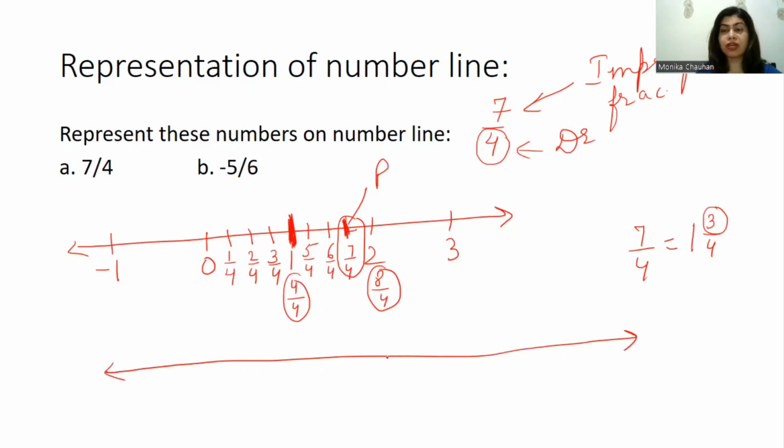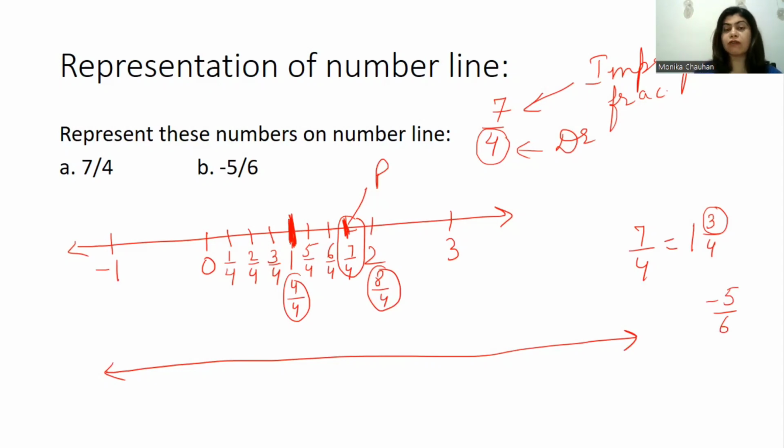Now, because I'm doing freehand, it's not very proper, but this should be a straight line, as if using a ruler or scale. Okay. So now minus 5 upon 6. Tell me this minus 5 upon 6 first. Is it negative or positive? Negative. So it will always lie towards the left side. Okay. So first thing is clear.